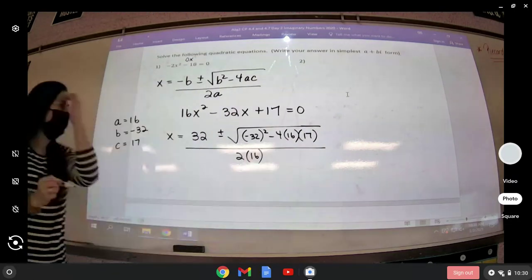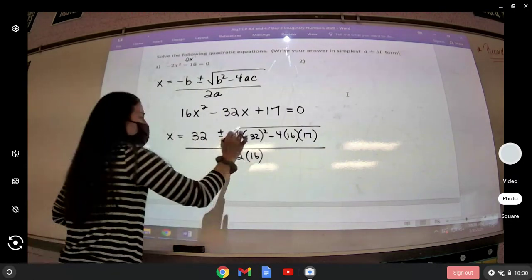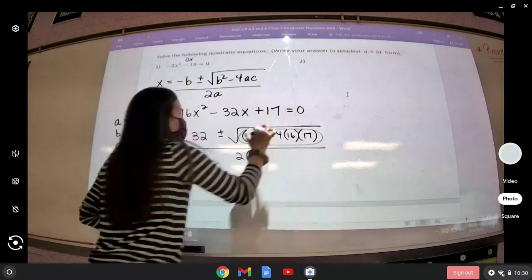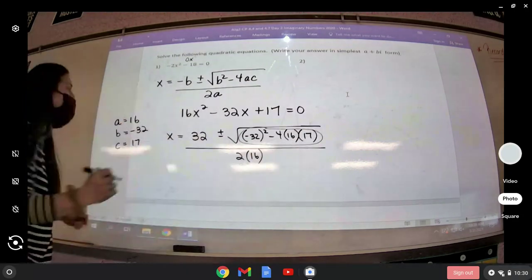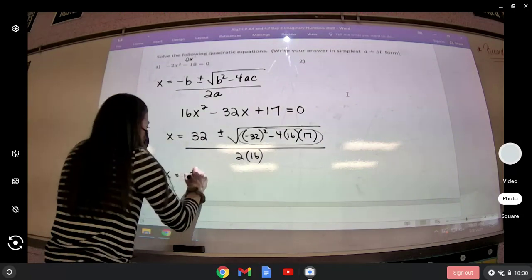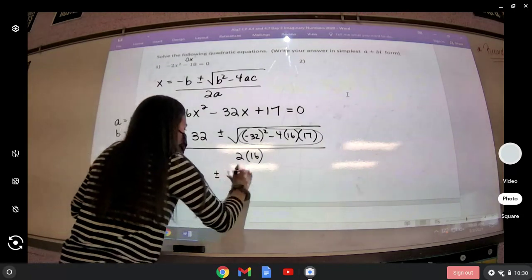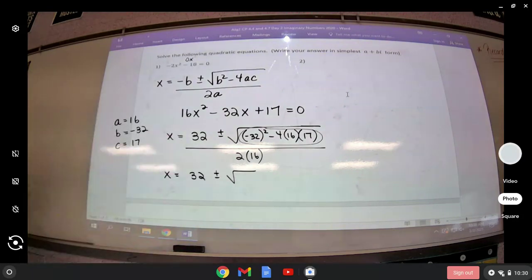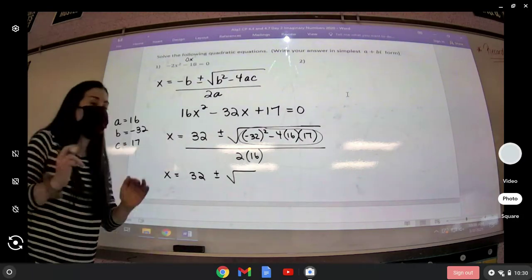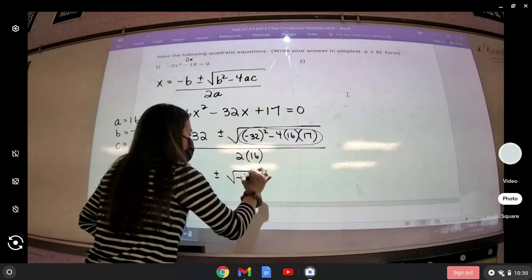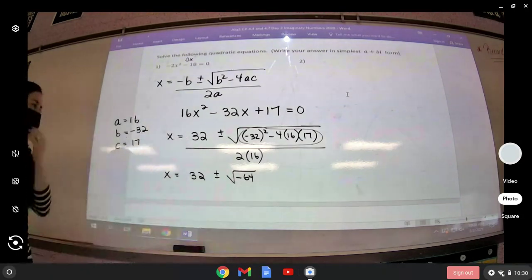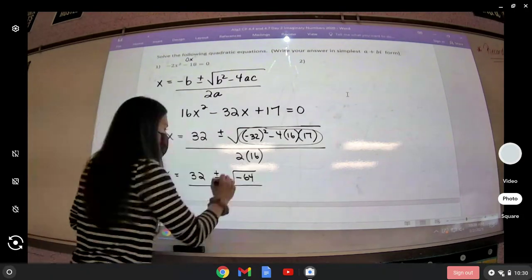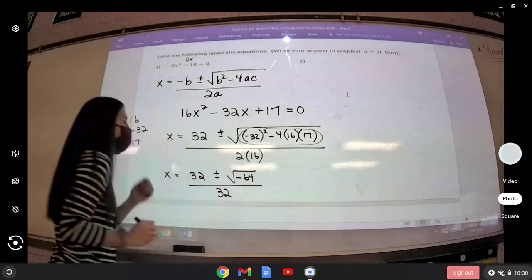All right, let's go to it, guys. Go to that square root. What number does that become? It better be negative because they're all negative today. So x will equal 32 plus or minus the square root of. Type that into your calculator. Don't put it under a square root. Just tell me what number you get. You should get negative 64. And then it's all divided by 2 times 16, 32.